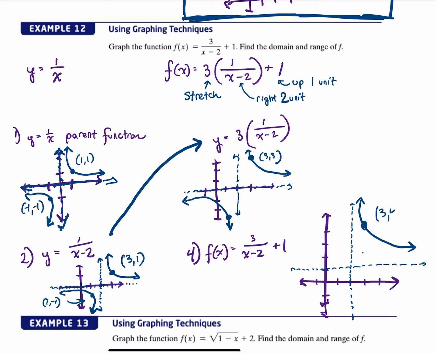So 3 comma 4. And then our second point up here, we said that this was positive 1, negative 3. So it should be the point positive 1, negative 2 now. And then we'll have some kind of curve.